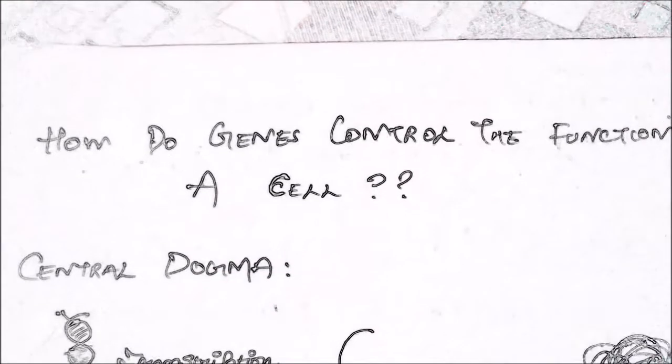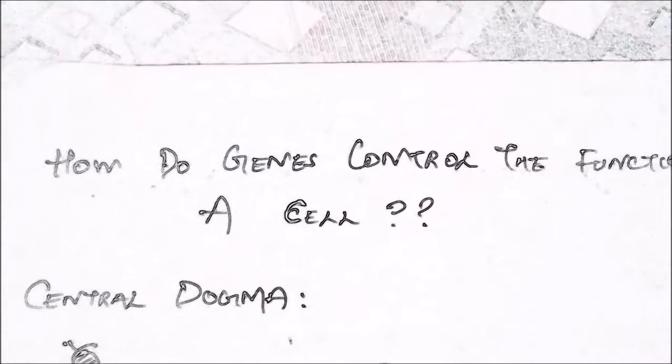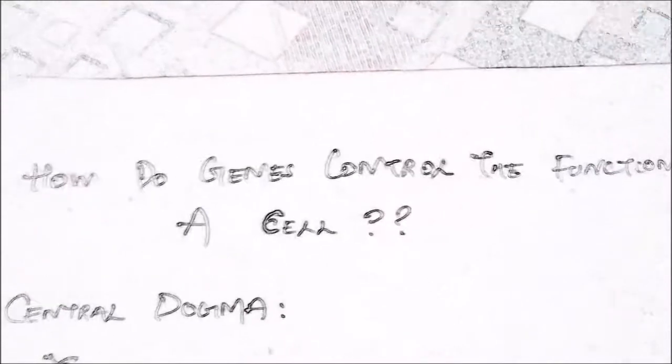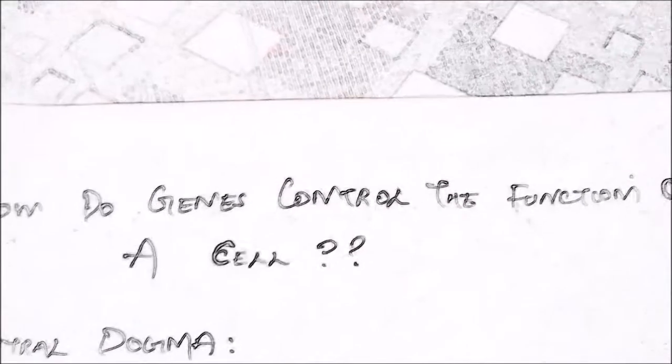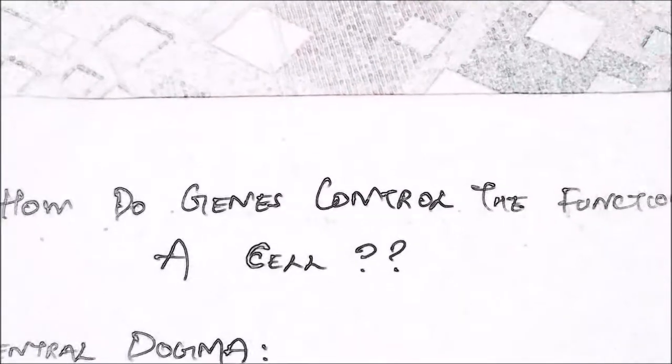In this video we will be talking about how genes control the function of a cell. In the previous video we discussed that the cell has its particular machinery, and input is given to the machinery, and that input is given by genes. So how that input is processed and how it starts will be discussed in this video.